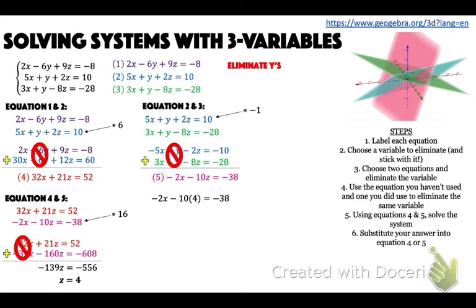Now, I'm going to substitute that answer into equation 4 or 5. It does not matter which one, just one of those equations, because then I can solve for that other variable there. And I chose to plug this into 5. So I have -2x plus 10 times 4 equals -38, which is -2x minus 40 equals -38. Add that 40 over and you get -2x equals 2. Divide by that -2 and you get x equals -1.